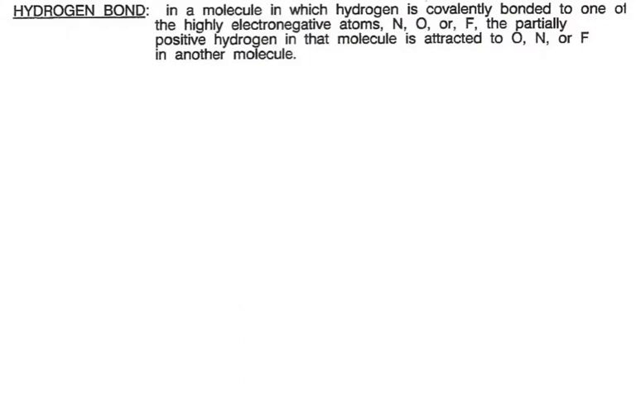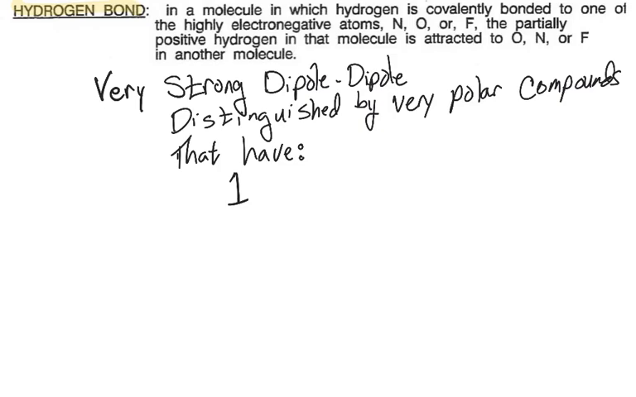So again, a hydrogen bond is a very, very strong dipole-dipole interaction. It is super strong because the molecules are very polar, because we have something that is the least electronegative atom that is a nonmetal, and that's hydrogen, and it's bonded to the ones that are the most electronegative, nitrogen, oxygen, or fluorine.